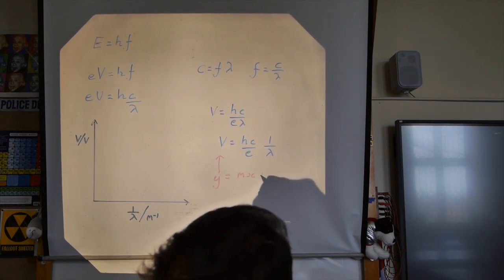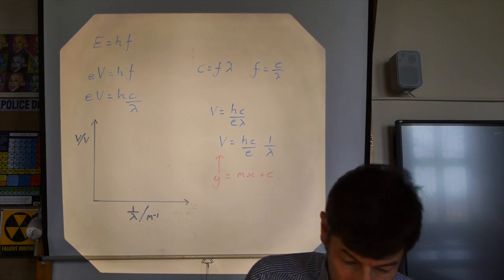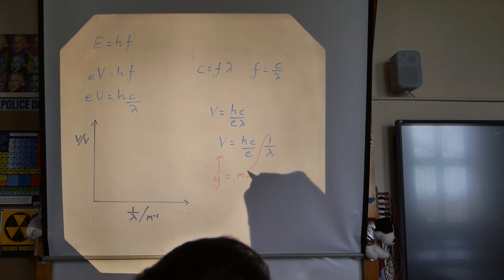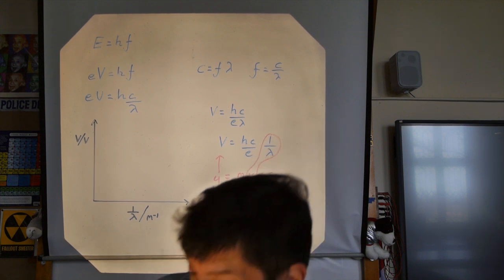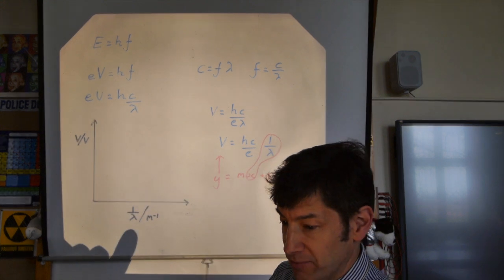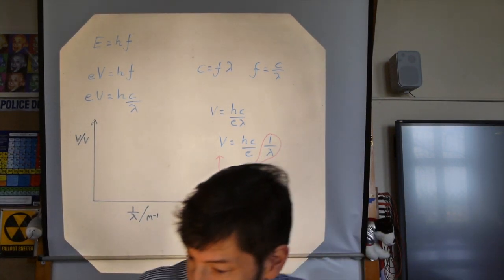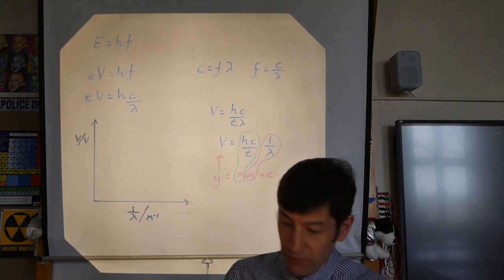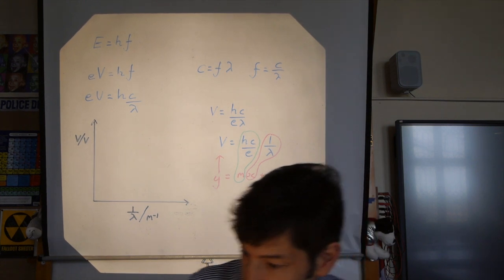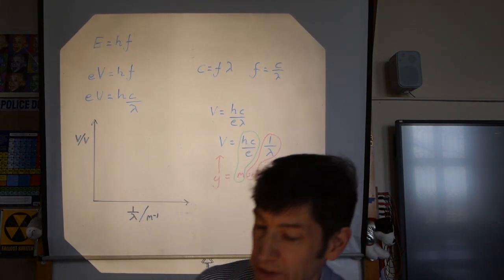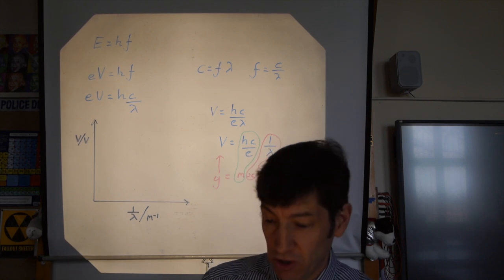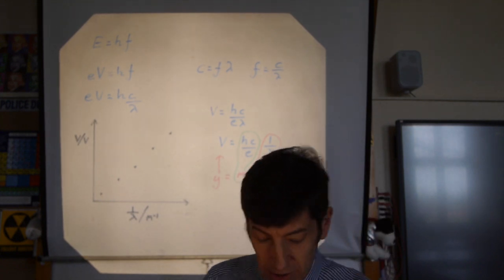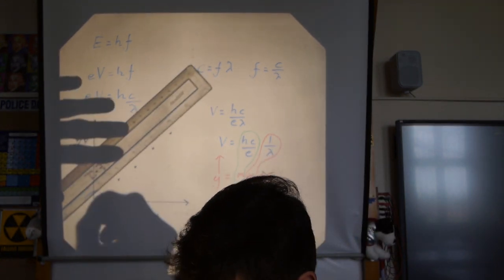mx plus c, and the real question is, where is the x? Well, if we make this the x-axis, so there it is, our 1 over lambda, and we make this m the gradient of the graph, there's no plus c, so we don't need to worry about that. What we need to do is plot the values that we got. I'm just guessing where they are. Okay. Draw our line of best fit.